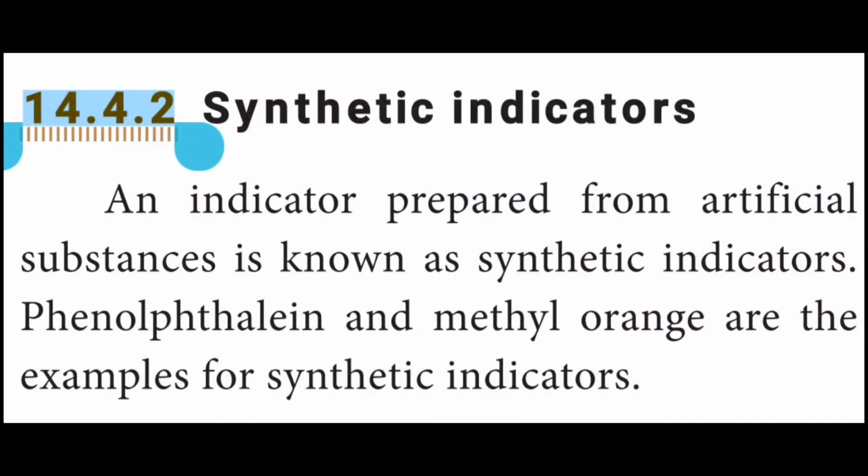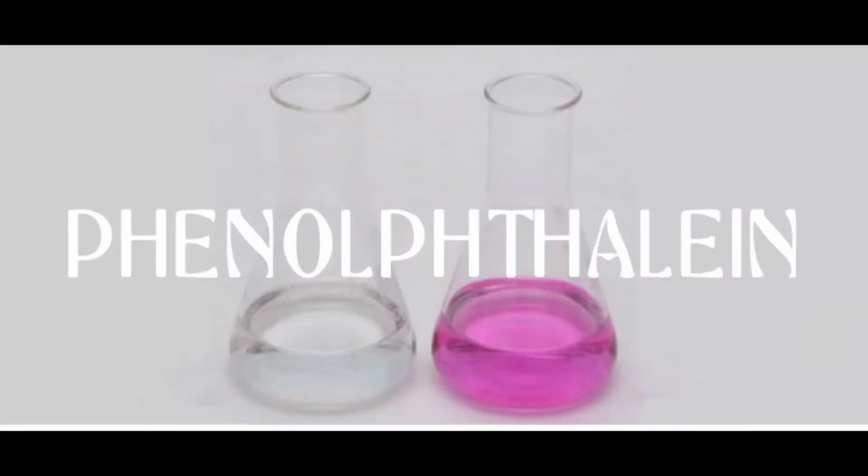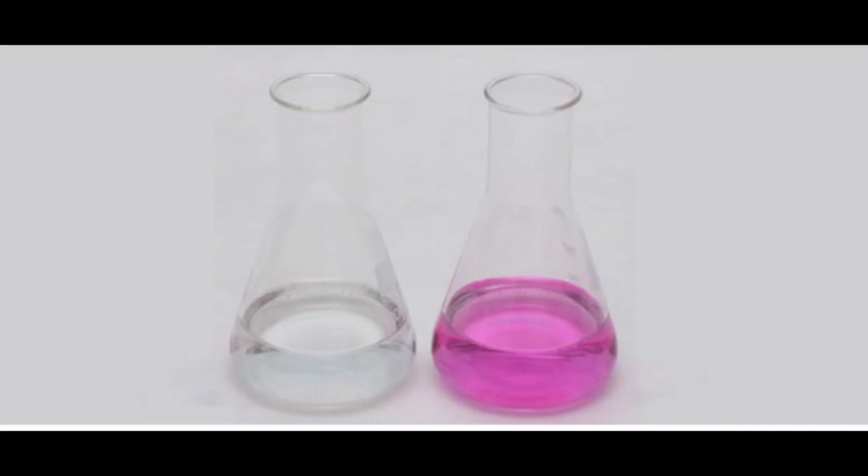Next, move on to synthetic indicators. An indicator prepared from artificial substances is known as synthetic indicators. Phenolphthalein and methyl orange are examples of synthetic indicators. Phenolphthalein is a colorless compound. Its alcoholic form is used as an indicator. It is colorless in acidic solution but turns pink in basic solution.